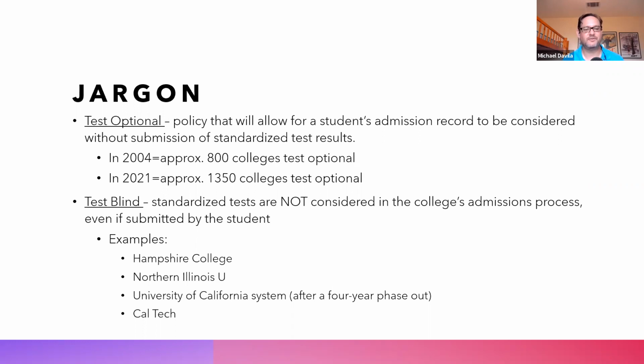In 2004, only 800 colleges were test optional. That's about when I started educational consulting. And I'll never forget going to a conference in Florida and hearing from fairtest.org's executive director. He was talking about, I think at the time it was only like 650 or 700 colleges, and they were really trying to gain traction in the world of higher education. When we fast forward to this year, there are over 1,350 colleges that are test optional.